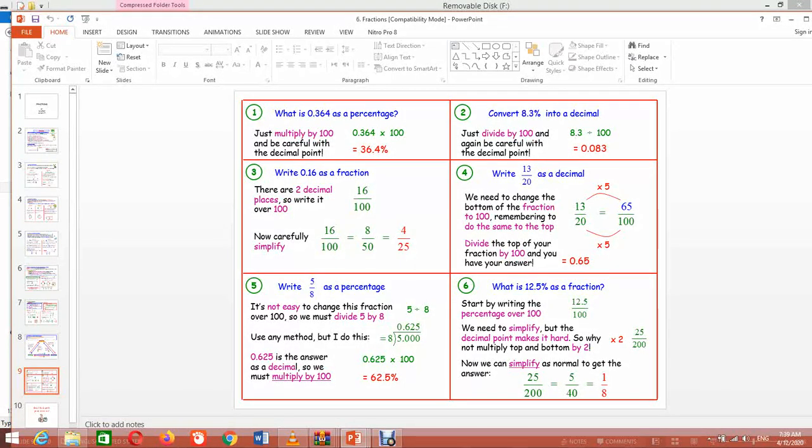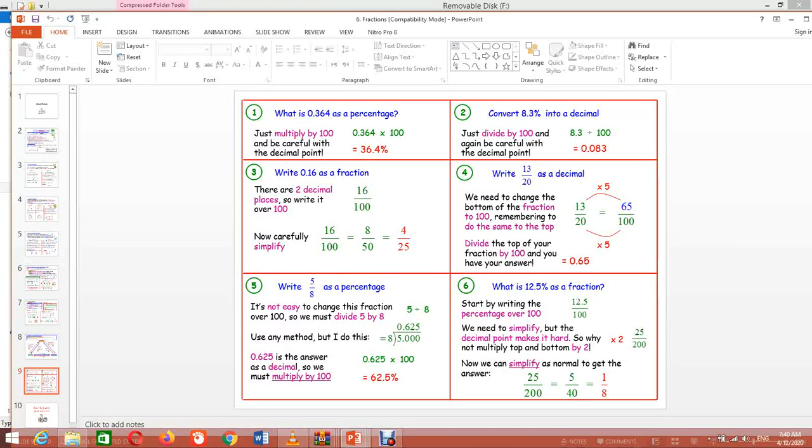Then 5, write 5 over 8 as a percentage. It is not easy to change this fraction to over 100. So what do we do? We use long division. So the 8 will be outside and the 5 will be inside. By using long division, 5 divided by 8 is equal to 0.625. They said as a percentage, so we multiply the 0.625 by 100. And that is equal to 62.5%.